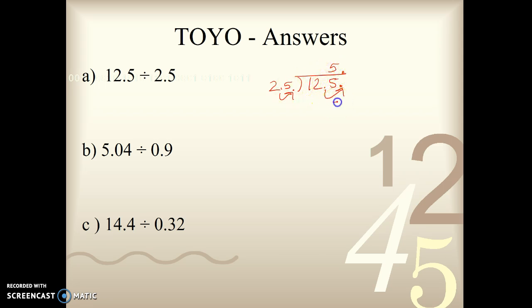So 5 times 5 is 25. 5 times 2 is 10, plus 2 is 12. So our answer is 5.